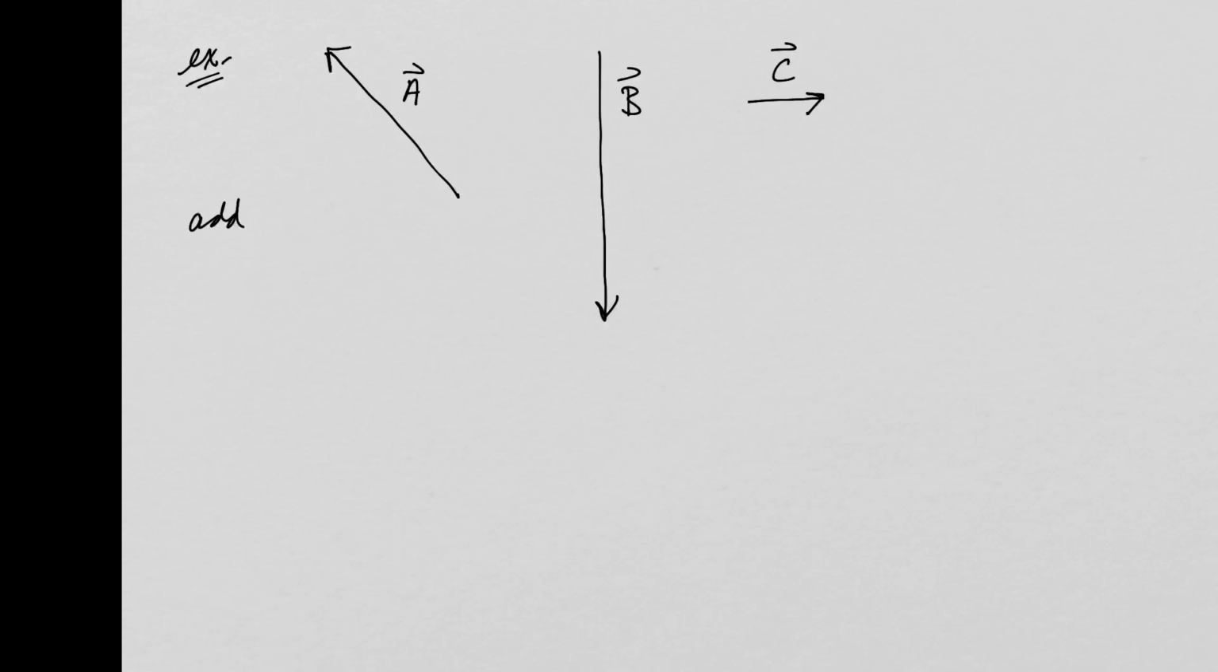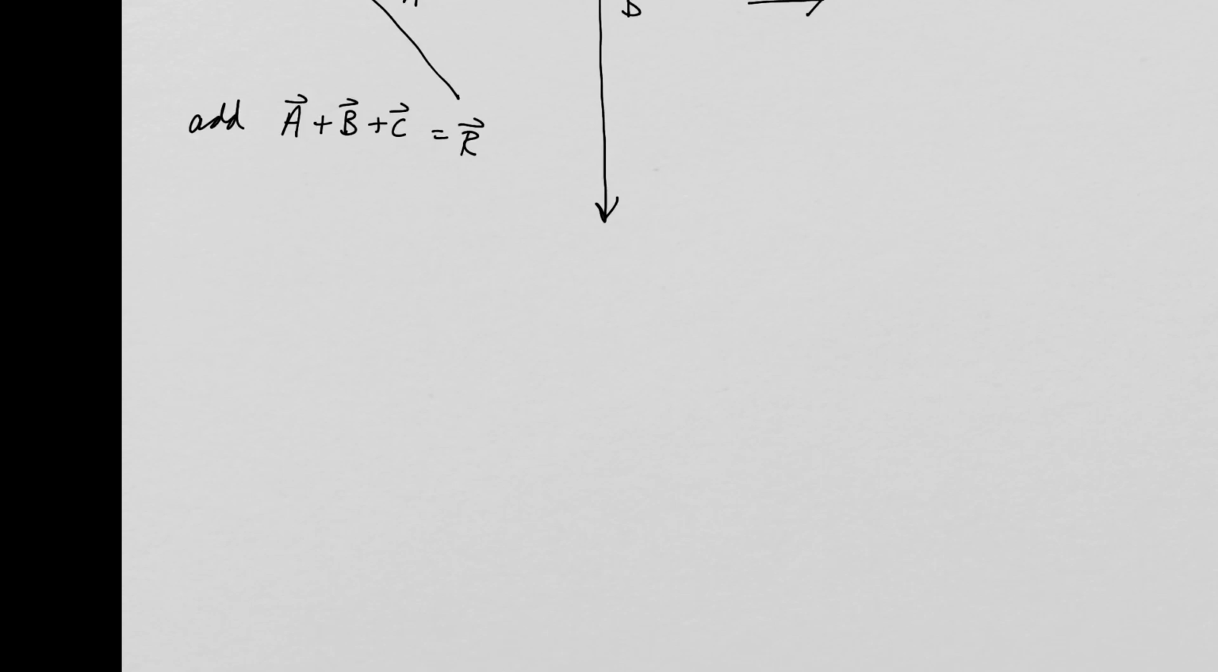So let's say I have vector A, let's say it looks like this. And then let's say B looks like this. And then C looks like this. And I want to add A plus B plus C graphically to get some resultant vector, which I'll call R. Okay, so how do I do that? Well, let me draw a picture. Here's my coordinate system.